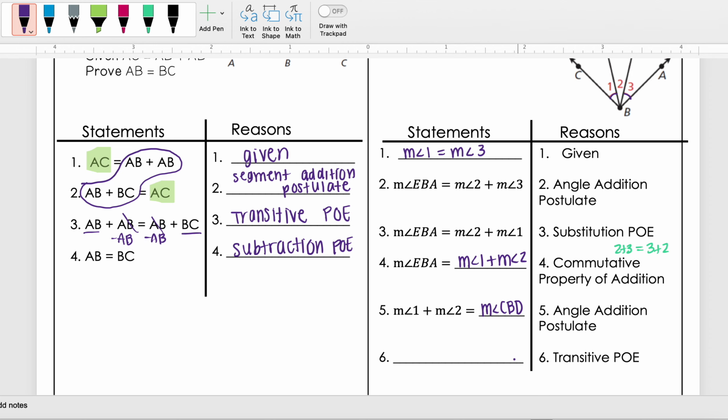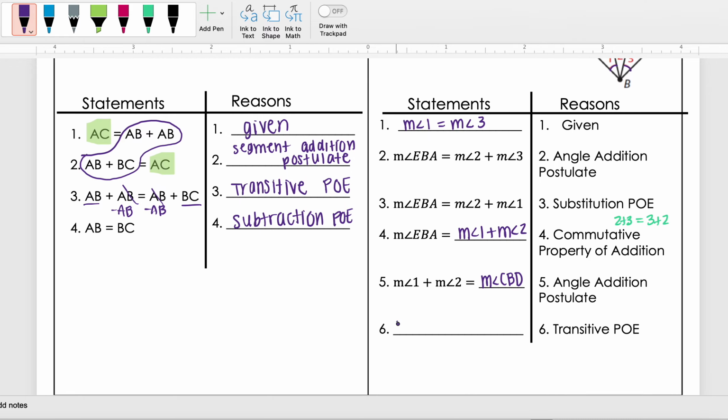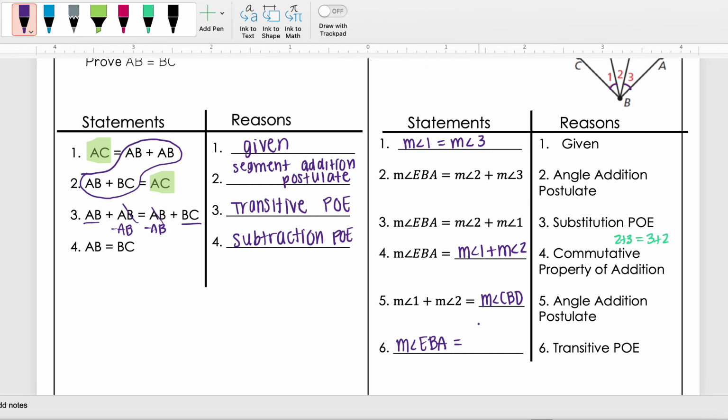And then for the last one, you can think it through about what it's going to be, but we already know what they're trying to prove. We're trying to prove that the measure of angle EBA is equal to the measure of angle CBD, so you can fill that in, because that is what we are proving. So what we're proving is always going to be that last step. And their reasoning there was transitive POE, and you can see that here. From statements 4 and 5, we see that both of these are equal to the measure of angle 1 plus measure of angle 2. So that means that those two are equal to one another.